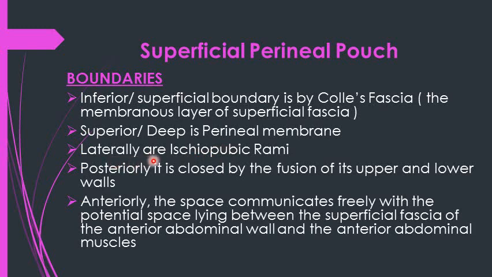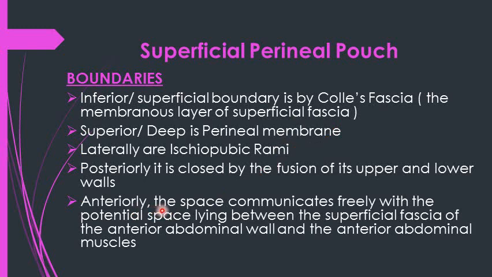On each side, laterally, the pouch is bounded by the ischiopubic rami, and posteriorly it is closed by the fusion of its superior and inferior boundary, which is the fusion of the perineal membrane with the Colles fascia posteriorly. I hope till now you understand it very well, because in the perineal membrane you have already discussed that it blends posteriorly with the Colles fascia and perineal body.